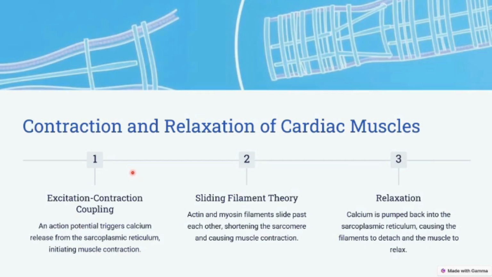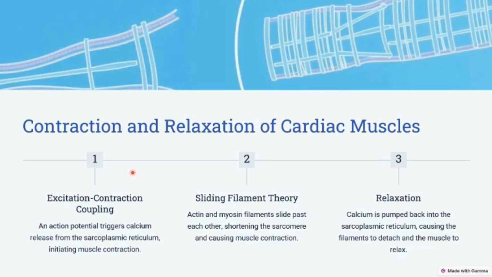This is the structure of the sarcomere. The myosin heads attract the actin filament, and through a process called the sliding filament mechanism, they pull the actin filaments inward, shortening the muscle fibers and causing contraction. The synchronized contraction of the cardiac muscle cells causes the heart's chambers to squeeze, pushing blood out of the heart. This is known as ventricular systole, during which the blood is ejected from the ventricles into the arteries. So this was the contraction.